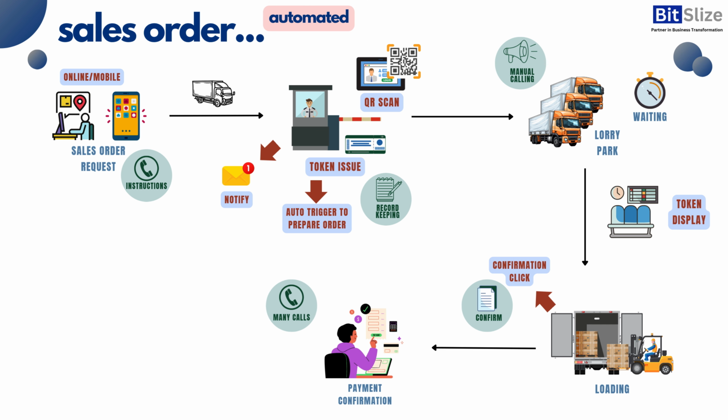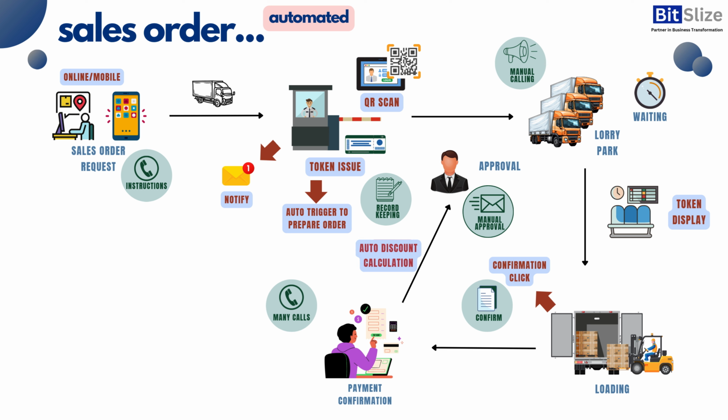The finance department updates the system with payment confirmation, allowing the lorry to proceed. Discounts are auto-calculated and offers are automatically applied. Any management approval is triggered through the system automatically and approvals can be provided through mobile apps.